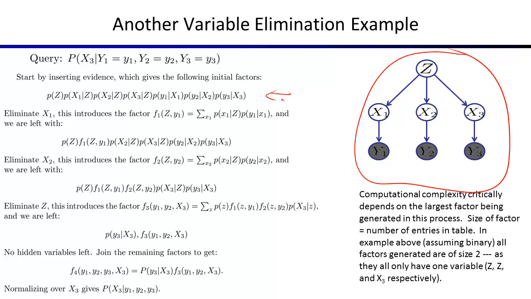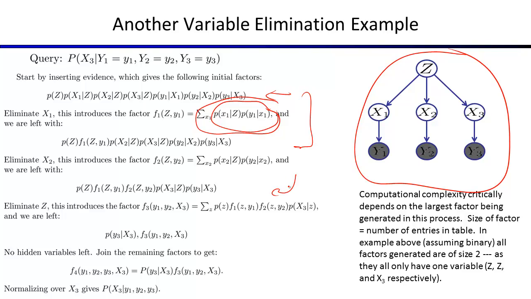Let's pick X1. We grab all the factors that contain X1, which is 2 of them. We join those 2 factors. We sum out over X1. We get a new factor, f1, which we just generated by eliminating X1. The factors over X1 are gone. All the other ones are carried forward. This is our new set of factors. 2 hidden variables left, X2 and Z. Let's pick X2 next. We grab the factors that have X2 in them, join them together, sum over X2, get a new factor, f2, over Z and Y2, and X2 is gone, and we retain the other factors. This is what we have now.